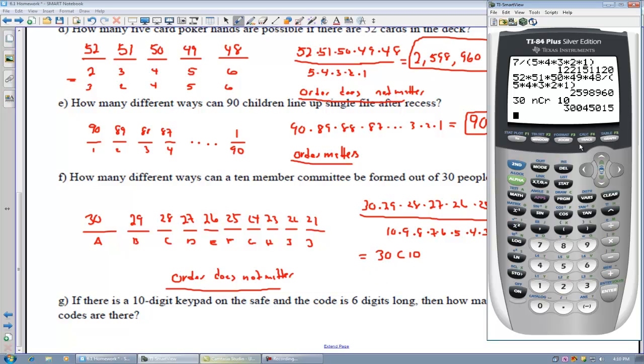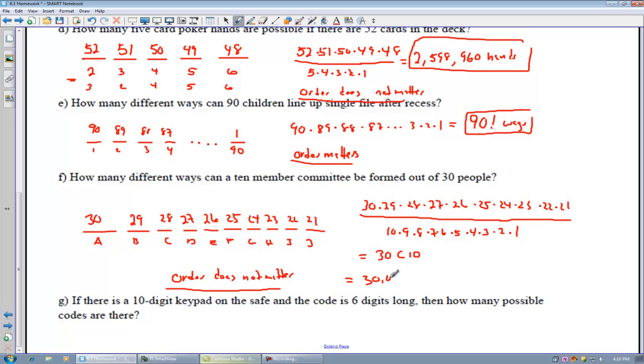So this one's actually 30,045,015. So this is equal to 30,045,015 ways to make a 10-person committee out of 30 people. Again, you could also just multiply at the top and divide by what you get when you multiply out the bottom. If you do it like that, make sure you put parentheses, though, in the denominator.